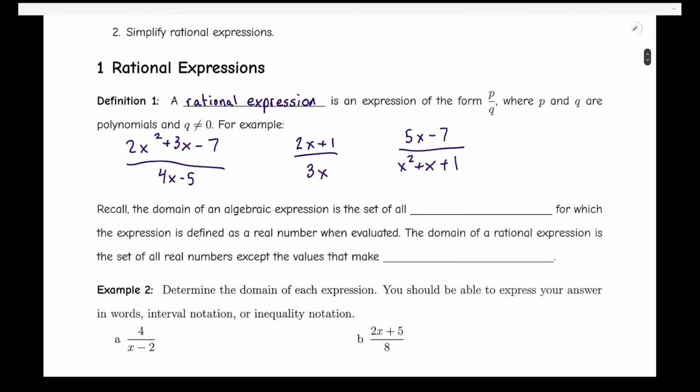Recall, the domain of an algebraic expression is the set of all inputs, normally x values, but not necessarily, for which the expression is defined as a real number when evaluated. The domain of a rational expression is the set of all real numbers except the values that make the denominator q equal to 0.